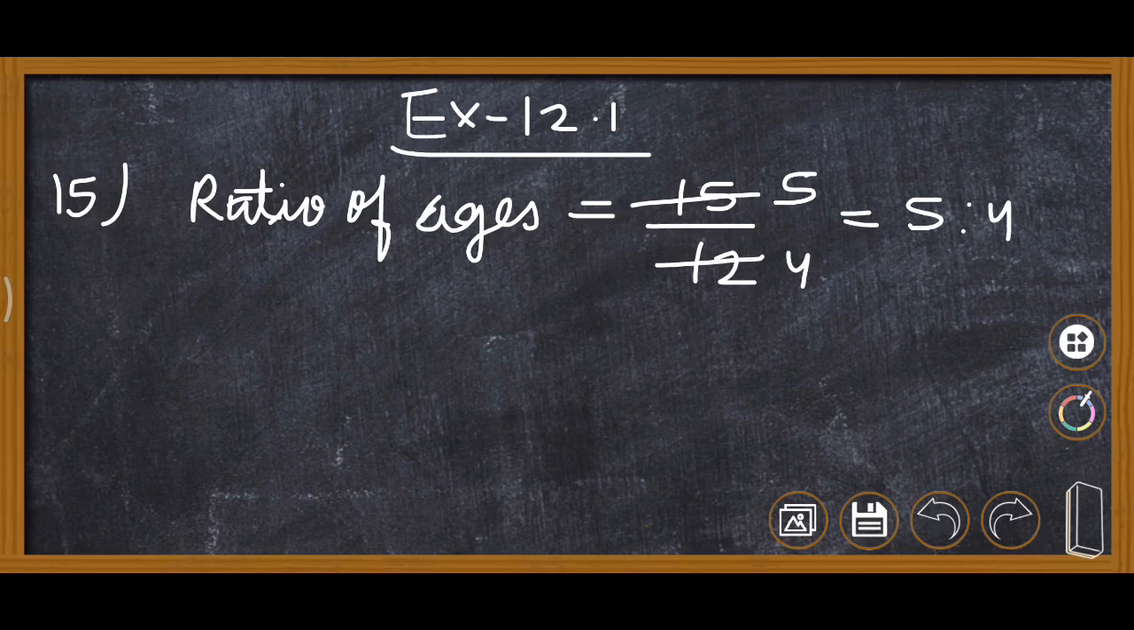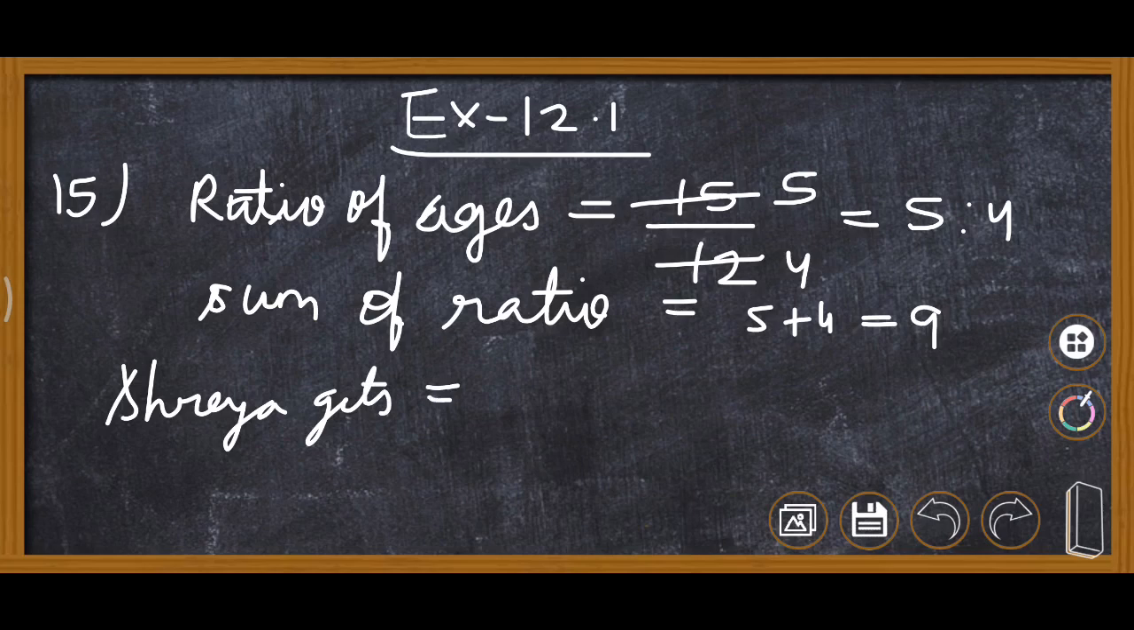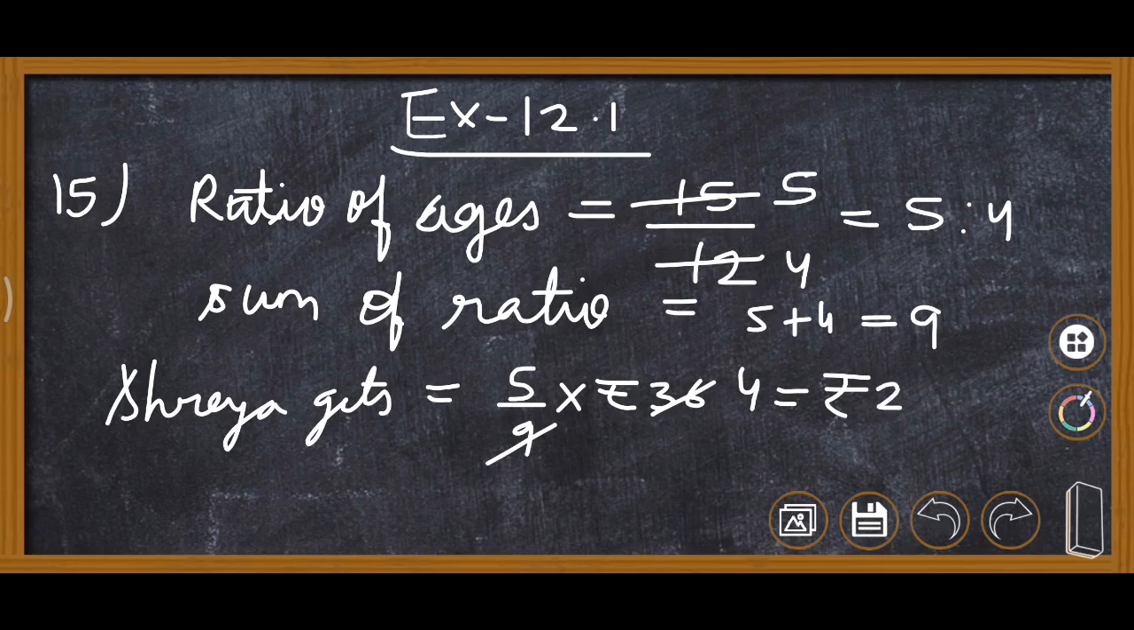Now this is the ratio in which mother wants to divide rupees 36. So we will find the sum of the ratio. This sum of the ratio is equal to 5 plus 4. This is 9. Now Shreya will get money. Shreya gets 5/9 multiplied by rupees 36. Now we will cut it, 9 4s are 36, then it is rupees 20.